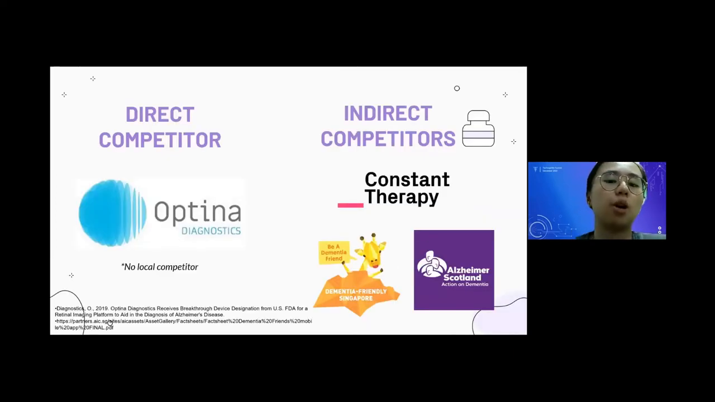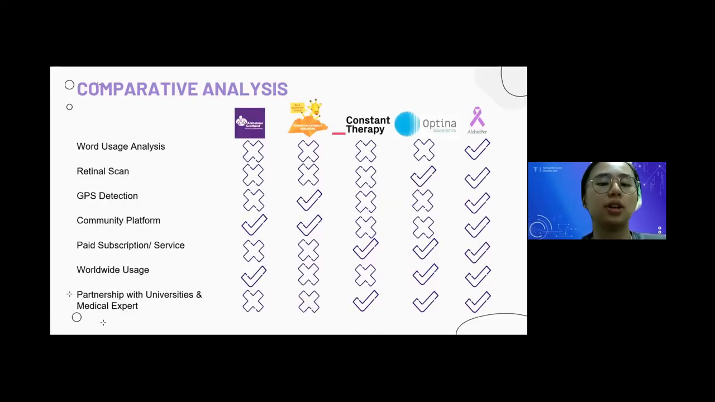Updated Diagnostic is our overseas direct competitor, while Constant Therapy, Dementia Friend, and Alzheimer's Scotland are our indirect competitors, but there are no existing local competitors. Based on the table, we can clearly see that Alzheimer at UM has a lot of advantages compared to other apps in the market, as we are providing an all-in-one platform for Alzheimer's patients and non-Alzheimer's patients.